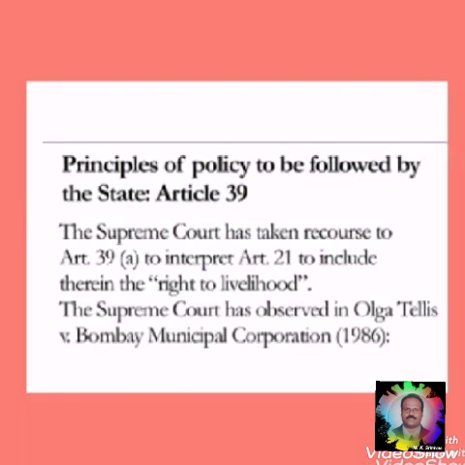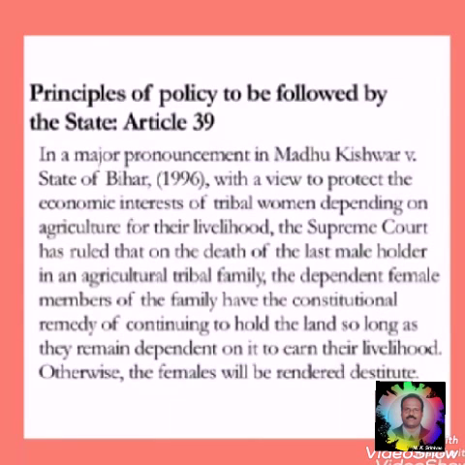Community Welfare Charter, that is the third charter, describes, number one, Uniform Civil Code, Article 44. Organization of agriculture and animal husbandry, Article 48. Then protection and improvement of forests, that is Article 48A.